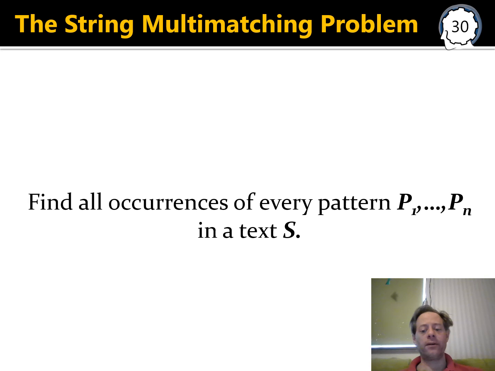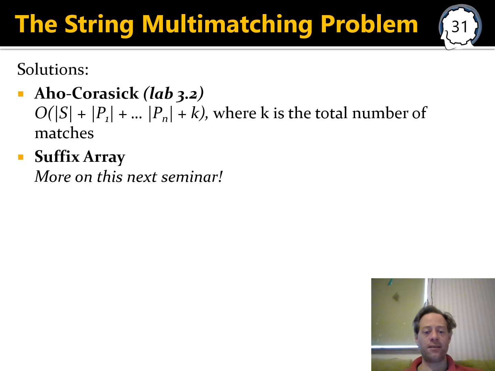Then we have the third problem that we're interested in this lecture, and that's the string multi-matching problem. In this case, we have a single text and multiple patterns, and we want to find all the occurrences of all these different patterns in the text. Here there are two good approaches. The one that you will be implementing in Lab 3.2 is called the Aho-Corasick algorithm, and this provides a solution that is linear in the size of the text, plus the size of each of the patterns, plus k, where k is the total number of matches.